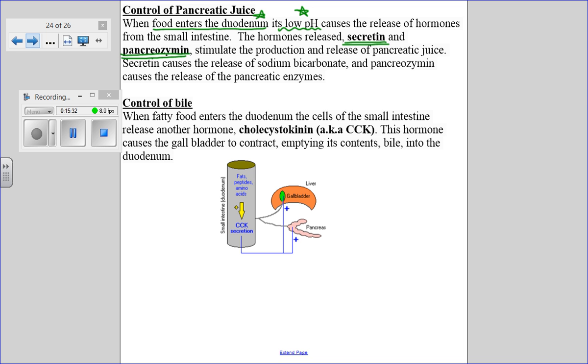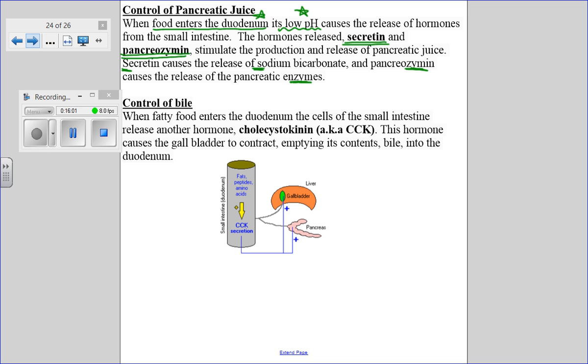Secretin, that starts with an S, causes the release of sodium bicarbonate, which also starts with an S. Pancreozymin stimulates the production of enzymes, and they have that same little ZYM part in the name. So that might be an association that you want to make. I know that's how I always remember that pancreozymin is for the enzymes.